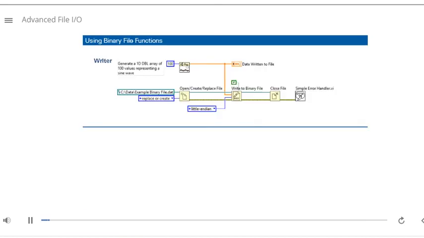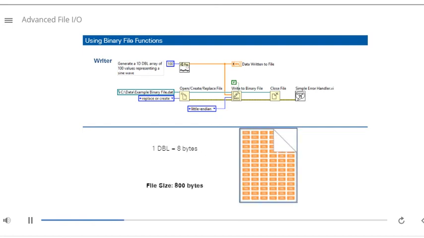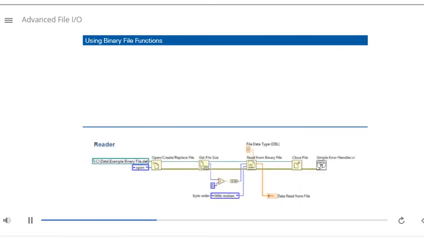In this example, the writer VI passes a 1D double precision array containing 100 values to the write to binary file function. Each DBL is 8 bytes. The binary file created by the writer VI will contain 800 bytes because there are 100 DBLs and each DBL is 8 bytes. To read a binary file correctly, the reader must know exactly how the binary file organizes its data.